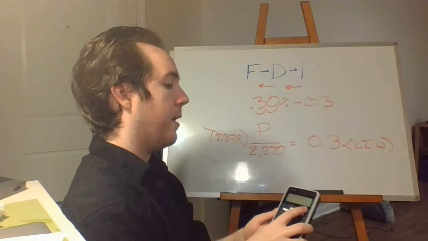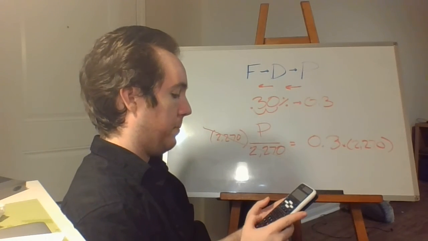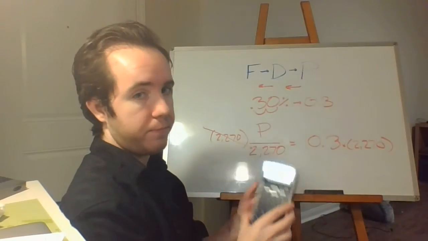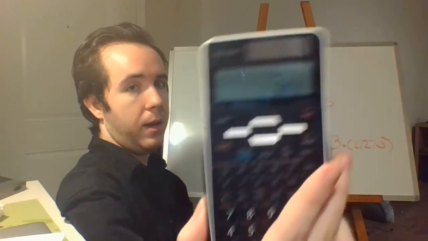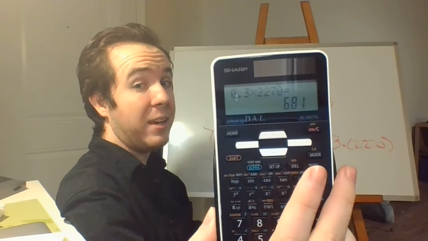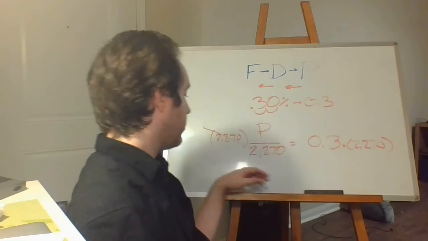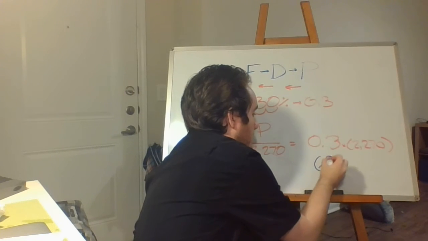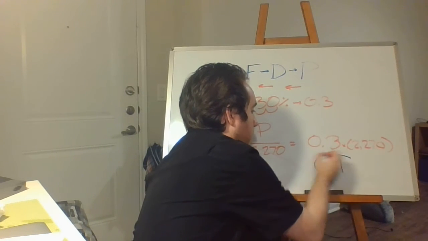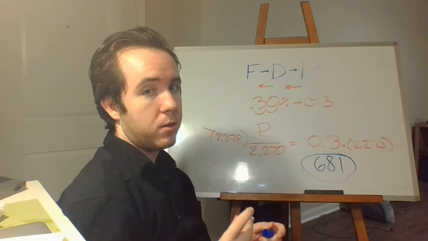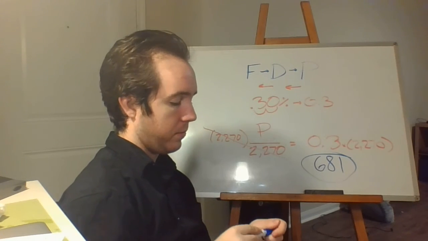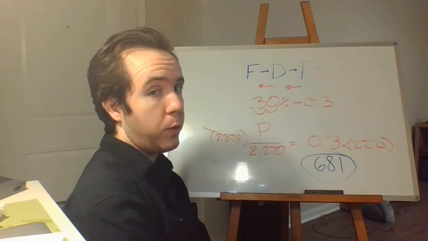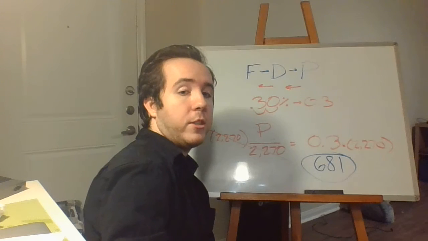Math is full of patterns like that. So 0.3 times 2,270, like so. Enter. We see it's exactly 681 soldiers. So 681 soldiers were taken prisoner, which is nice, and it's more than the ones killed. So 681 soldiers were taken prisoner out of the 2,270. Now question number 3.